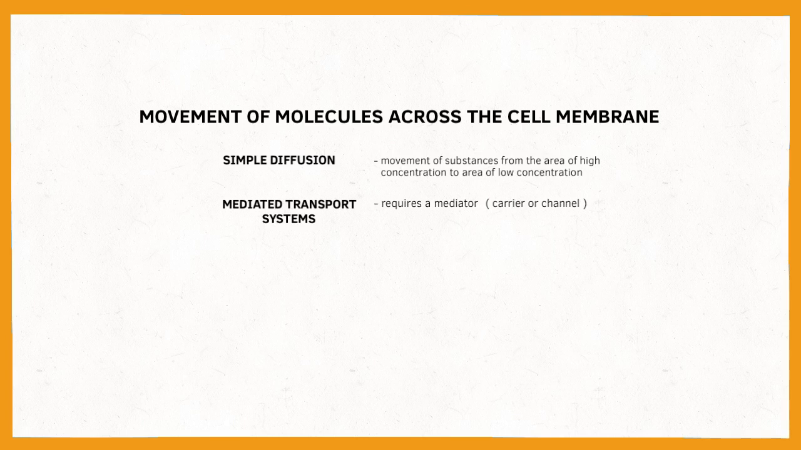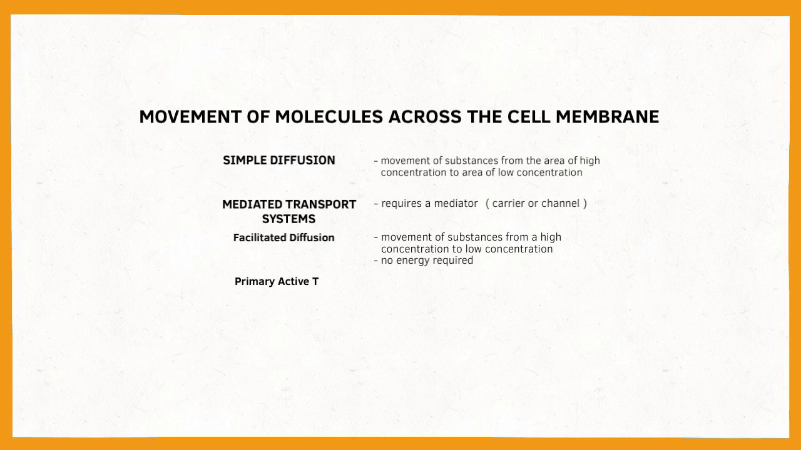Mediated transport systems include the following. First, facilitated diffusion. Facilitated diffusion is the movement of substances from a higher to lower concentration. Facilitated diffusion does not require energy. Another type is primary active transport. Primary active transport is the movement of substances from a lower to higher concentration. Primary active transport requires energy.